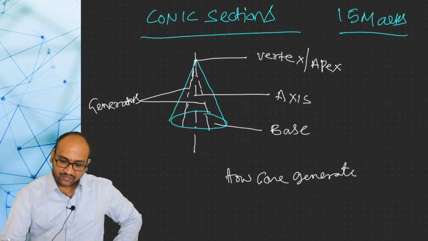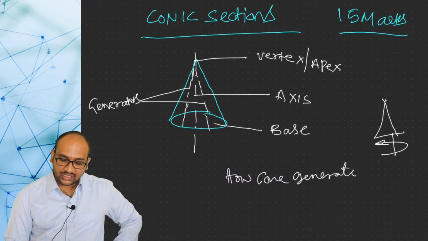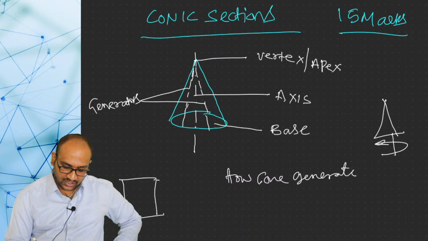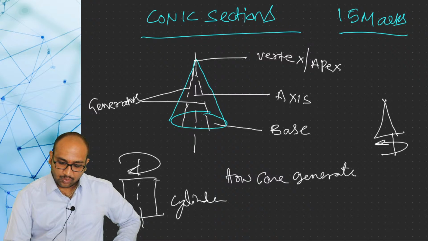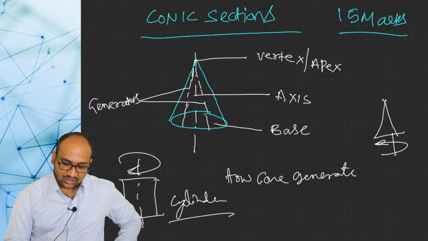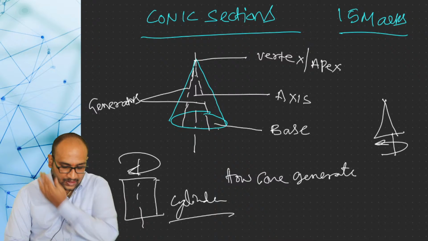How will the cone generate? We all know that when a right angle triangle is rotating about its own axis, it will generate a cone. Similarly, if you rotate any two-dimensional rectangle about its own axis, it will generate a cylinder. So this is the nomenclature of cone: vertex or apex, base, central axis, and generators.